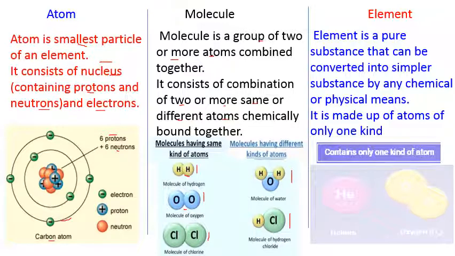Clear? Now see about the third, that is element. An element is a pure substance that cannot be converted into a simpler substance by any chemical or physical means. It is made up of atoms of only one kind. For example, this is helium, it is one element, or here O2. Here atoms of the same kind are present.